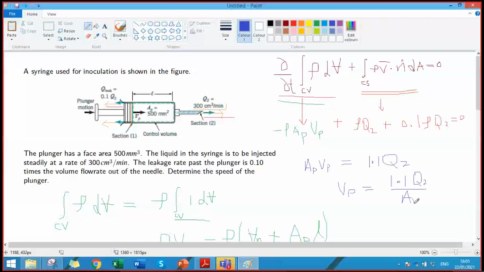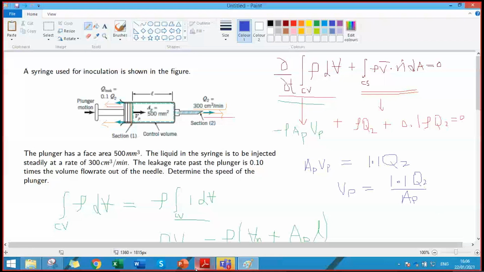Yes, sir. Any question? Anything that you couldn't understand or you couldn't comprehend? No, sir. Okay, good. So with this, we have completed the continuity equation.